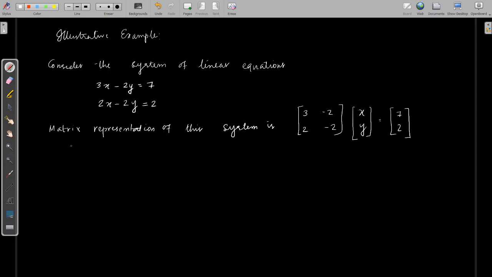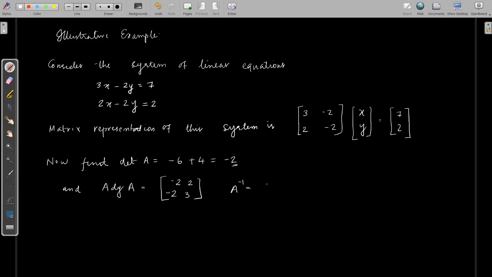Now, first we find the determinant of A. That is 3 into minus 2 minus 2 into minus 2, which is minus 6 plus 4. So that will be minus 2. Then the determinant is non-zero, so we can say that the coefficient matrix [3, minus 2; 2, minus 2] is non-singular. Then the inverse exists. And we write adjoint of A is equal to [minus 2, 2; minus 2, 3].